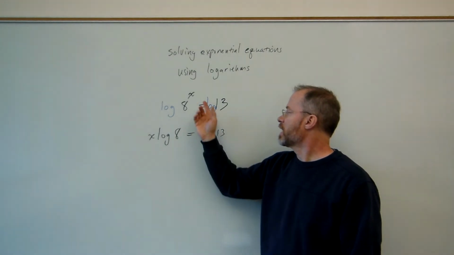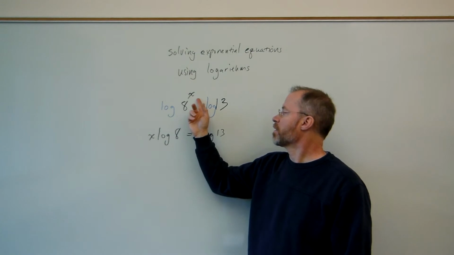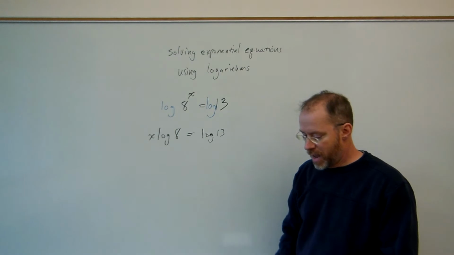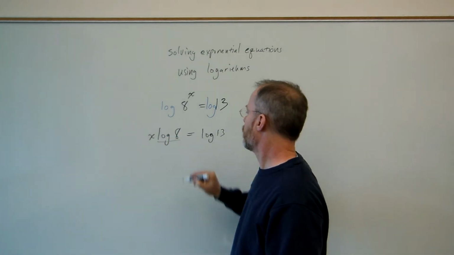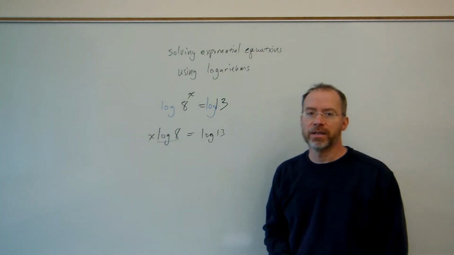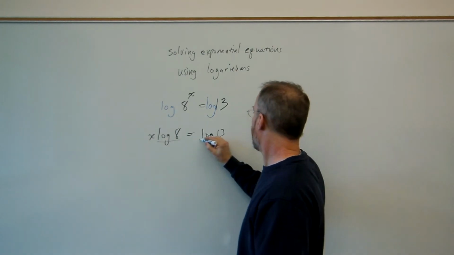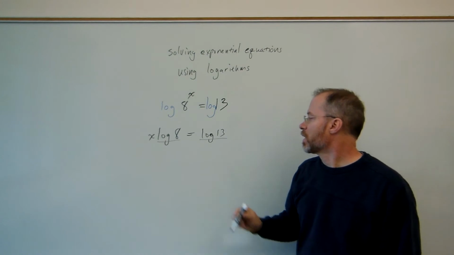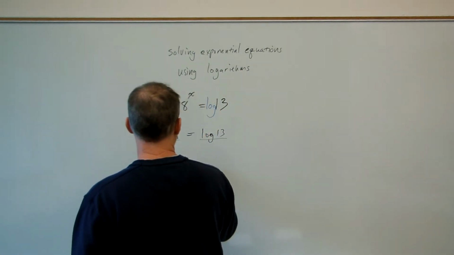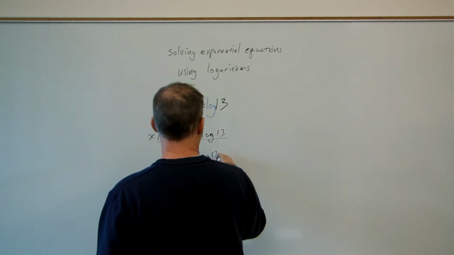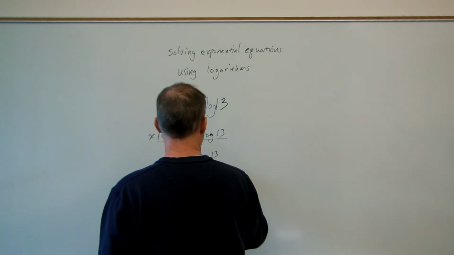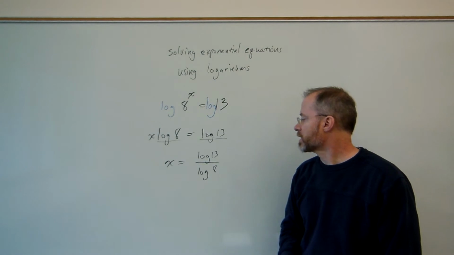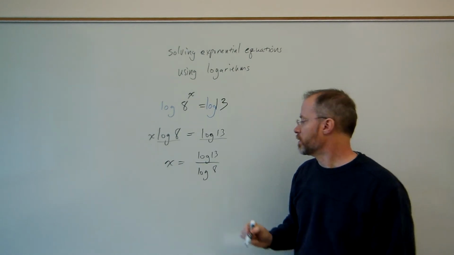So logs let you get the variable or the variable expression down out of the exponent position and written down on the line. And then just keep in mind that log of 8 is just a number. It's the power you raise 10 to get 8. And log 13 is the power you raise 10 to get 13. They're just numbers. So you can solve this equation now by dividing both sides by log 8, like you could divide by any number to isolate x. And you get this as an exact solution.